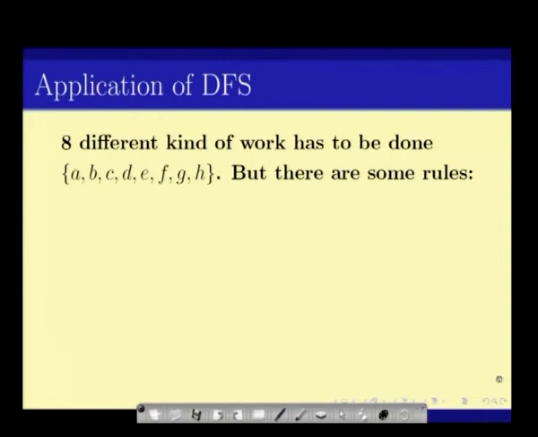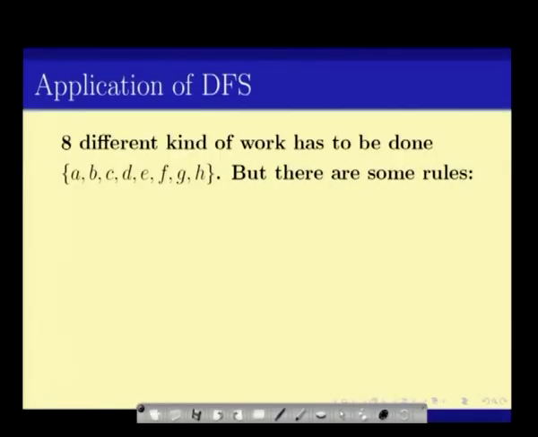Now, let us look at a very different application of DFS, something that would not follow immediately. Say you have to do a lot of work. There are 8 different kinds of work that one has to do, but there are some rules. So, these works are say A, B, C, D, E, F, G, H. Now, what kind of works can there be? They can be things of the form getting ready for office. How can you get ready for office? A can be waking up, B can be brushing your teeth, C can be having your food, D can be wearing your clothes, E can be taking a bath, and so on.